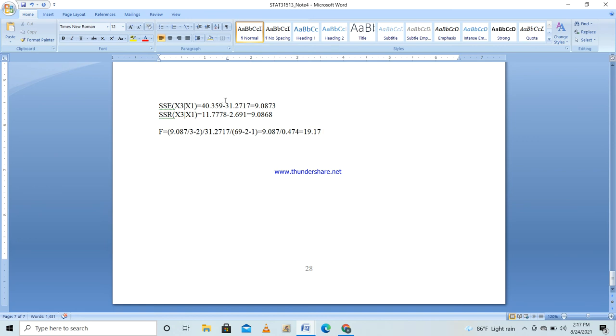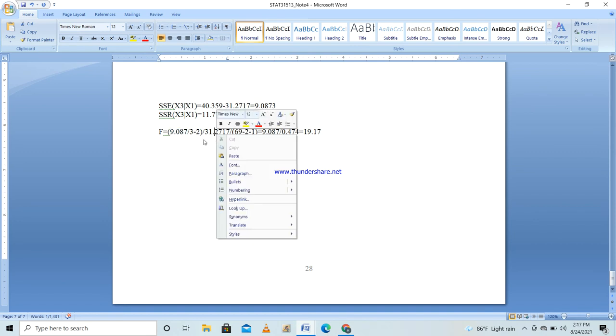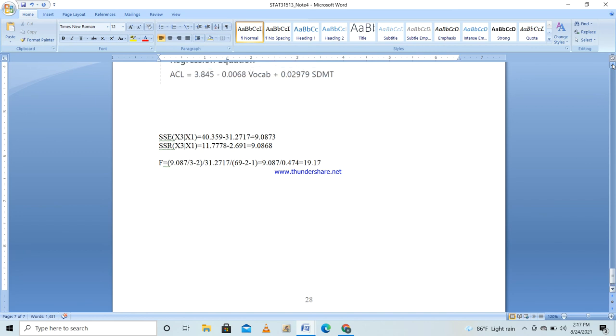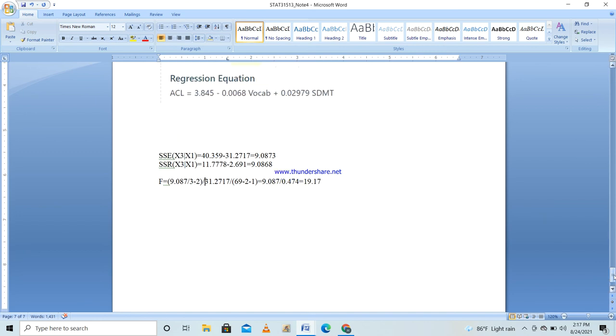So what we did: first we considered our reduced model and our full model, and we calculated the extra sum of squares. For that you can use the error sum of squares or the regression sum of squares, and then divide that by the difference of degrees of freedom in the two models. Then we take the error sum of squares of the full model and divide it by the respective degrees of freedom, that is n minus p minus 1, where p is the number of independent variables in the full model. So here you have 19.17.